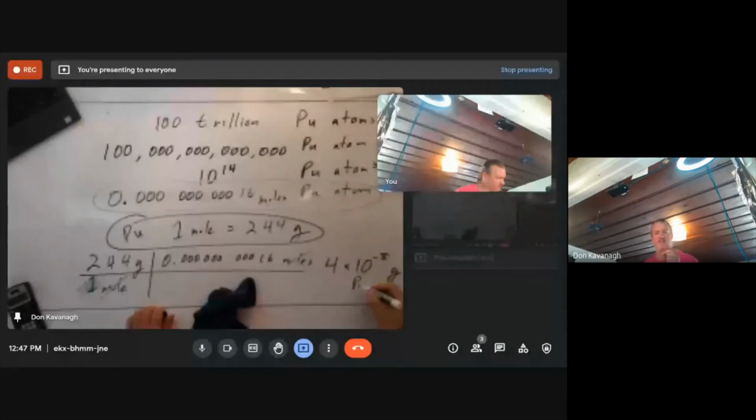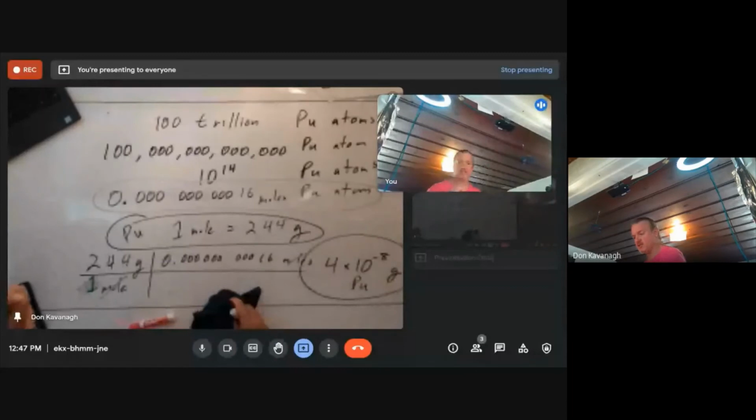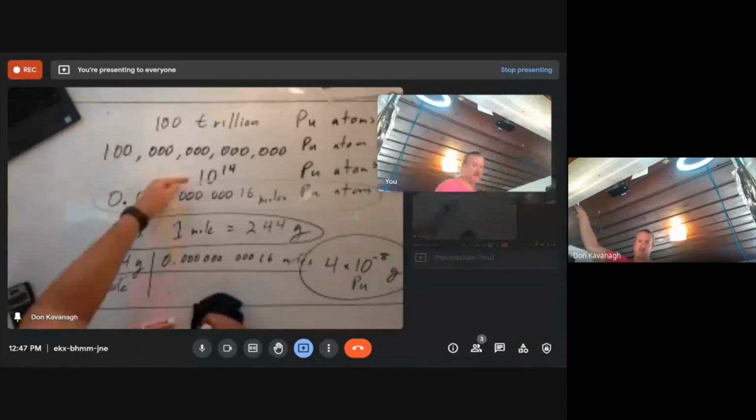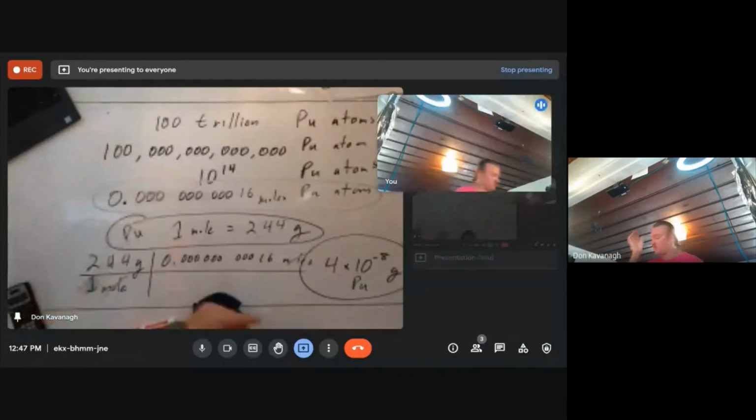So now remember, this is a speck of dust. It is very, very tiny. Even though it contains 100 trillion atoms, it is a speck of dust, so it should weigh a very, very tiny amount. This is how many grams of plutonium are present in that speck of dust: 4 times 10 to the negative 8 grams.